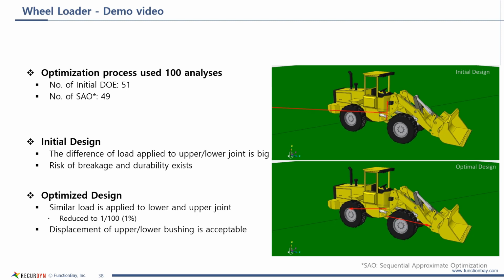This animation shows the difference between the initial design and optimal design. The arrow means the force vector. You can see that the magnitude of the reaction force for each bushing is very similar. The difference is reduced to 1%. Of course, the displacements of the bushings are acceptable.